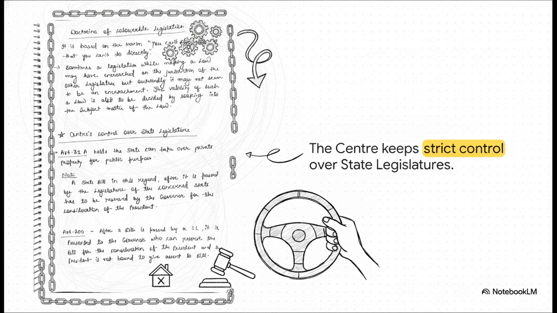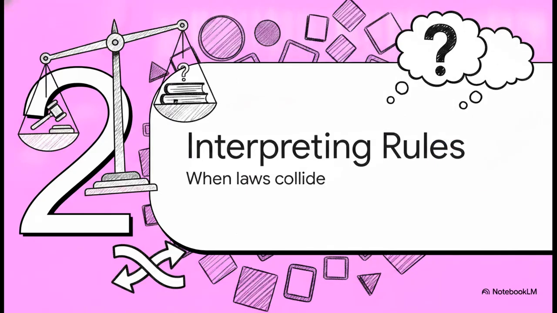For example, a state governor can simply reserve a bill for the president's consideration. And get this, the president isn't even legally bound to approve it. The same logic applies to taking over private property for public use. Section 2. Interpreting the rules when laws inevitably collide.